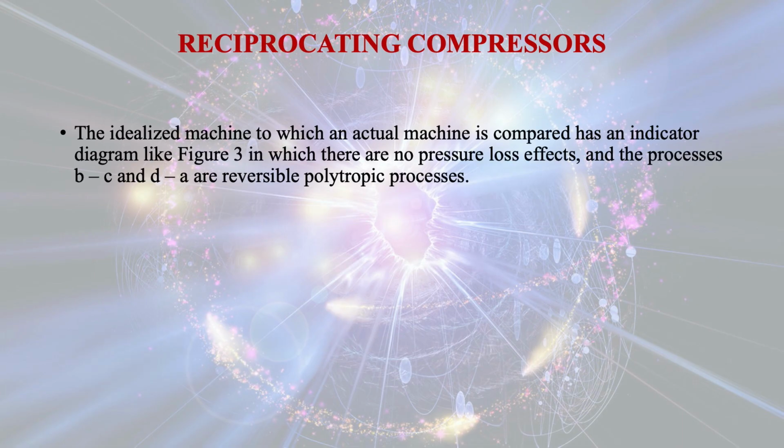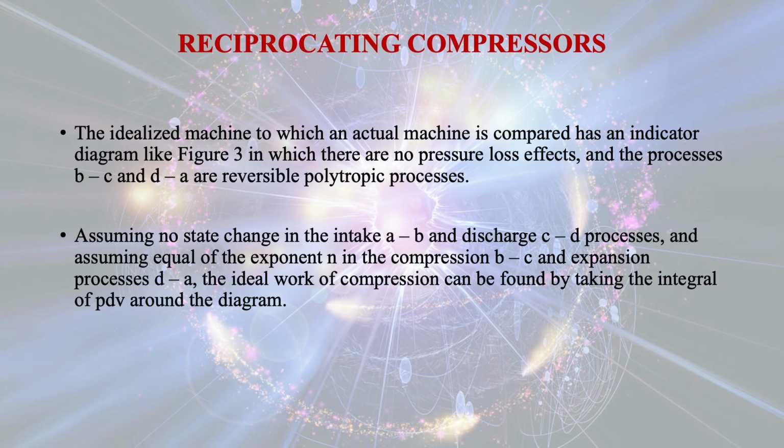The idealized basis to which an actual machine is compared has an indicator diagram like figure 3. We will see figure 3 later on, in which there are no pressure loss effects and the processes B to C and D to A are reversible polytropic processes, assuming no state change in the intake A to B and discharge C to D processes, and assuming equal value of the exponent n in the compression from B to C and expansion process D to A.